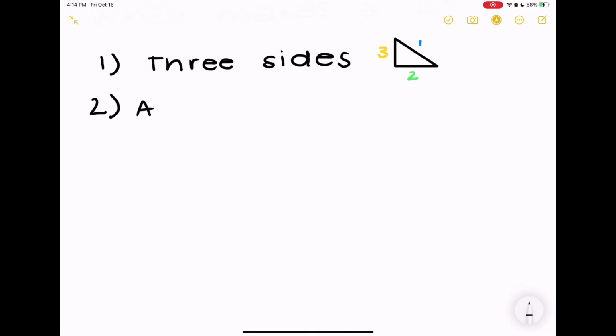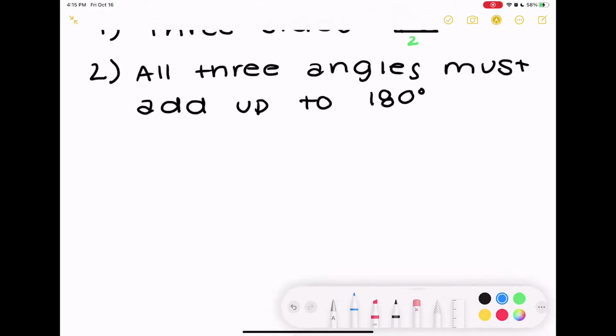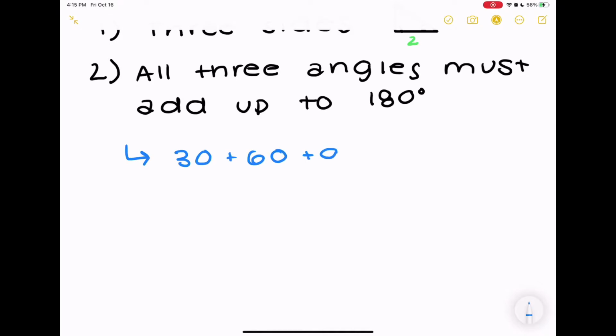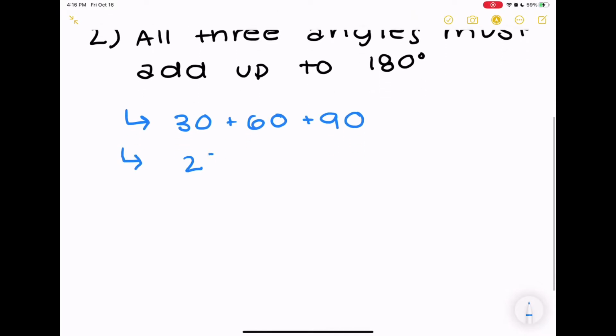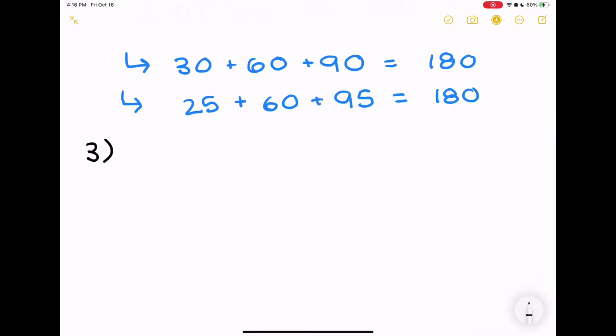The second requirement is that all 3 angles must add up to 180 degrees. Now, these 3 numbers can be any numbers. They can be 30, 60, and 90. They could be 25, 60, and 95. But the main thing is that all 3 angles do add up to 180 degrees.